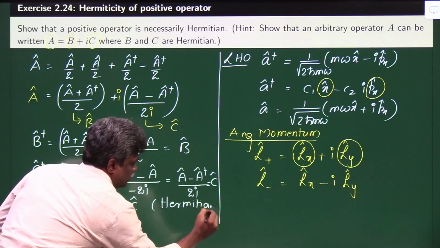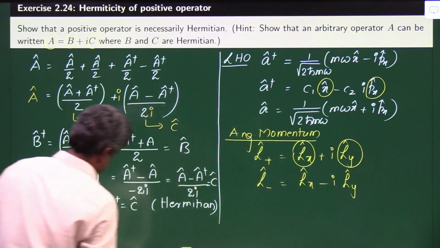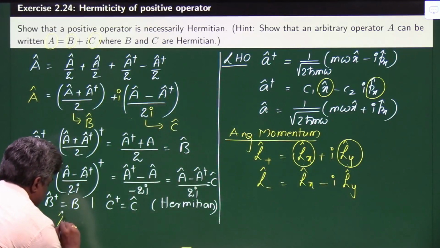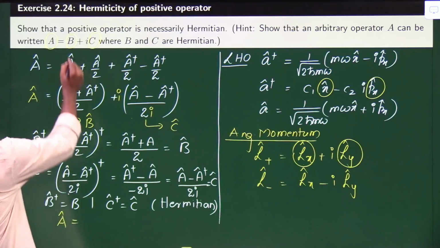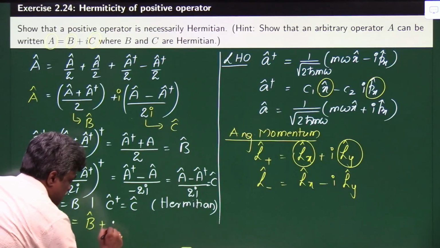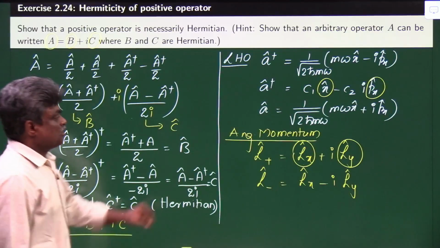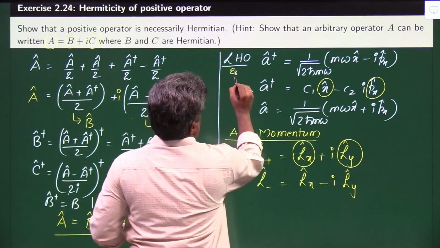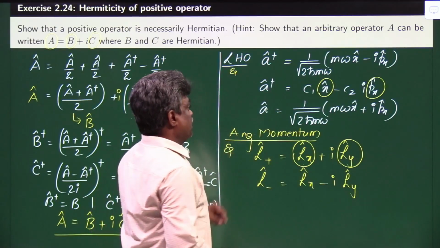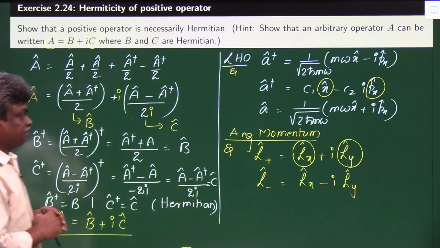So the final conclusion: any arbitrary operator A cap can be written as a linear combination of two Hermitian operators, that is B cap plus iota C cap. In this format we can write. These are the best examples in quantum mechanics, in the linear harmonic oscillator and angular momentum algebra.